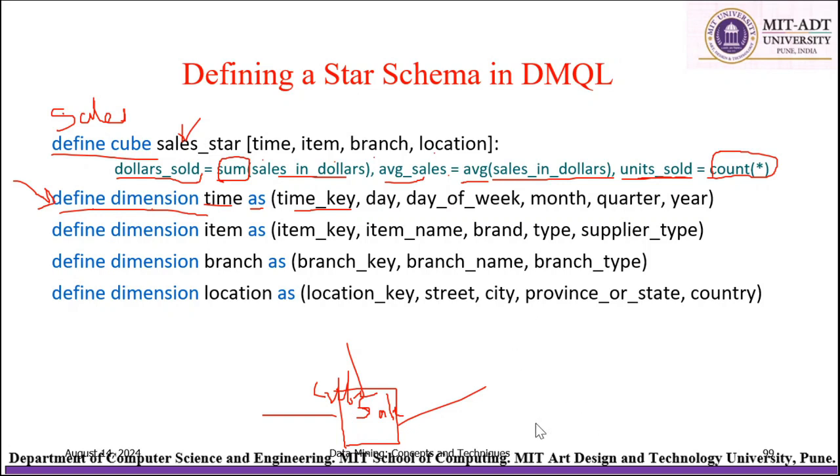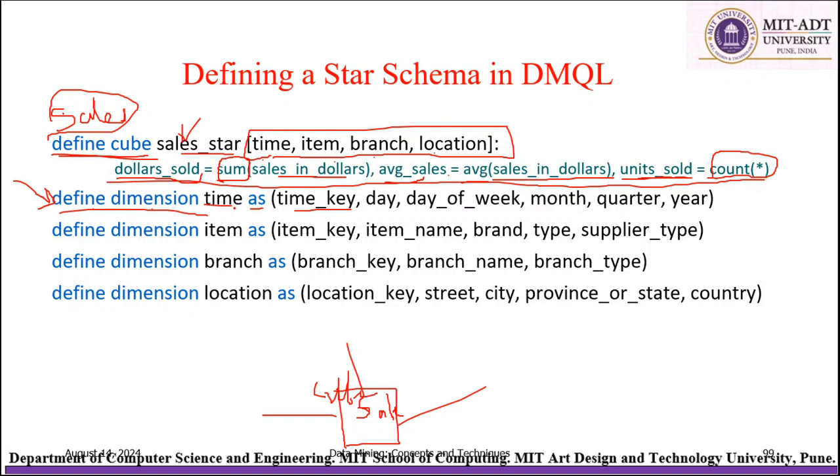So to define the star schema, we are first defining the fact table, that is the sales fact table, by using define cube. First we give the name sales star and then we list all the dimensions connected to the sales table. Then we list all its measures.